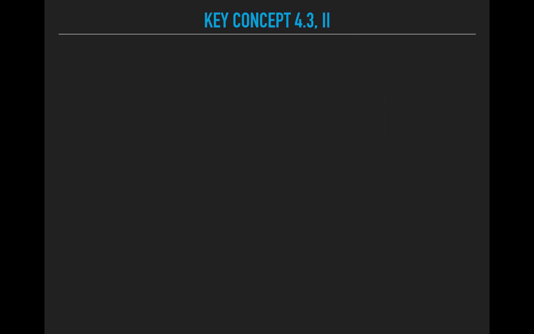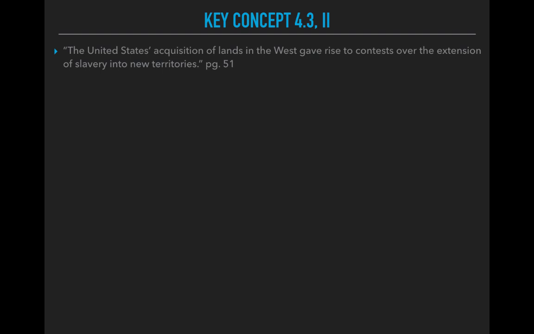Key Concept 4.3, Roman numeral 2 states the United States acquisition of lands in the West gave rise to contests over the extension of slavery into new territories. So there's this spread of the plantation slavery west of the Appalachian Mountains. Now let's think back. We first were introduced to the Appalachian Mountains in 1763. Do you remember why they were so important in 1763? You know this.